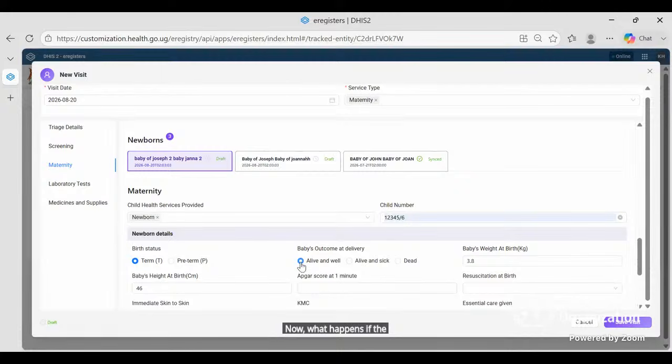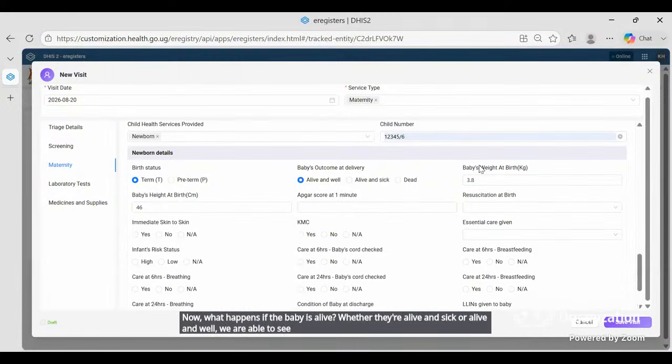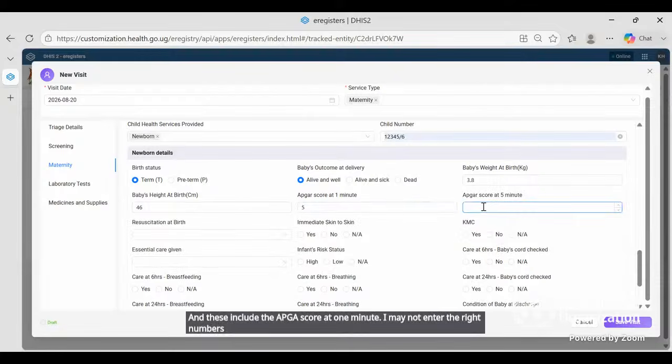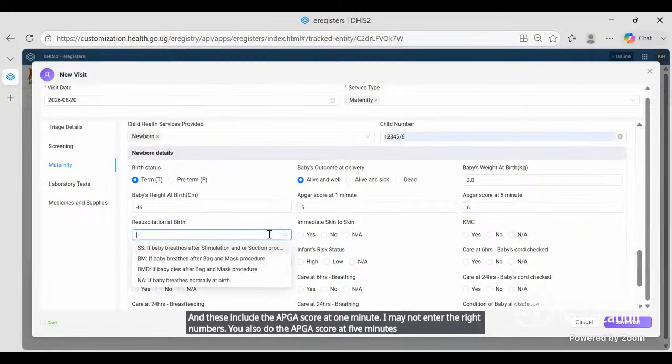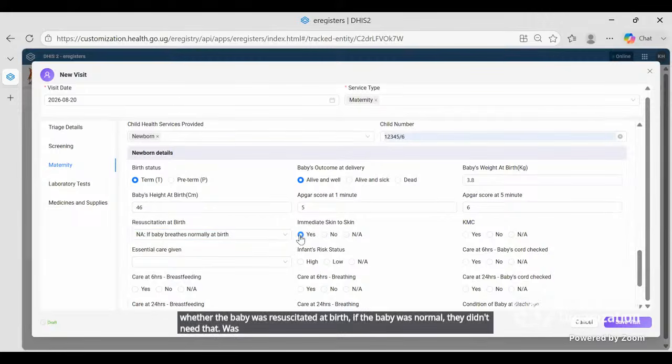Whether they're alive and sick or alive and well, we are able to see some more parameters. And these include the APGAR score at 1 minute. I may not enter the right numbers. You also do the APGAR score at 5 minutes. Whether the baby was resuscitated at birth, if the baby was normal, they didn't need that. Was there immediate skin to skin? Yes. Then we have the kangaroo mother care.